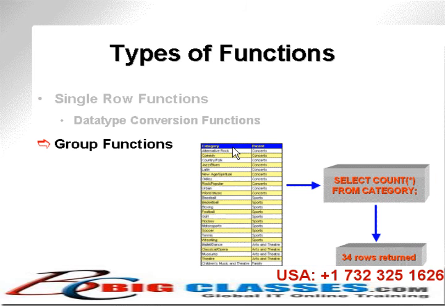The next type of functions are group functions. Group functions literally group things. They take groups of rows and add them together and apply a function to the group. So what we've done here is we've actually selected all the records from the category table and counted them. Really what we're doing is we're taking all the records, grouping them together and counting the resulting number of rows.